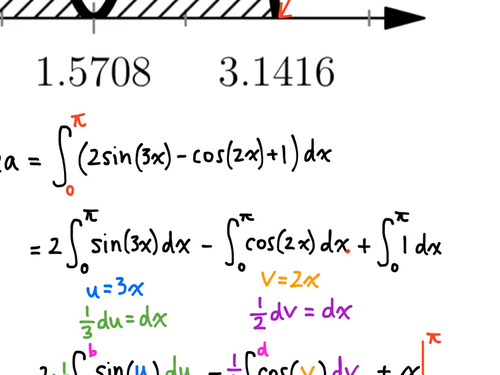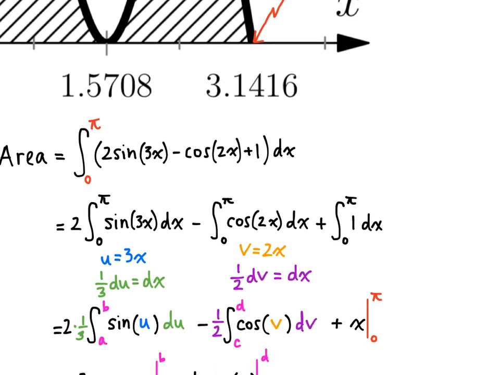So for this first one, I'm going to let u be 3x. Then 1/3 du is what dx is equal to. The second one, we needed to make a substitution as well, so I just called it v. I let v be 2x, so then 1/2 dv is dx. This guy is no big deal. We can integrate 1 dx, no problem.